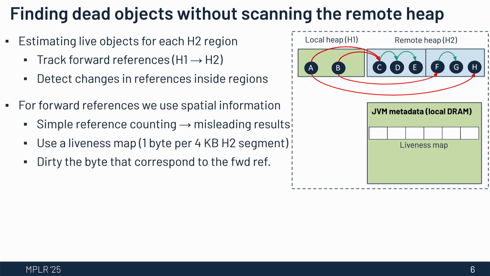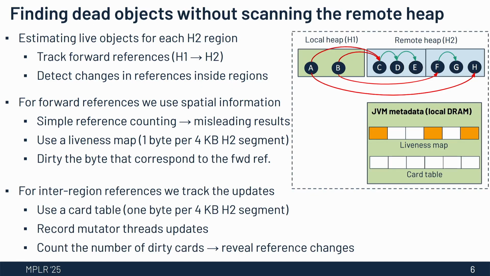For this, we use a liveness byte map, where each byte maps a 4K segment in H2. We check where each forward reference lands in H2, and we mark the corresponding byte in this byte map. So now we have the information that 1 byte is active here and 2 bytes are active here.